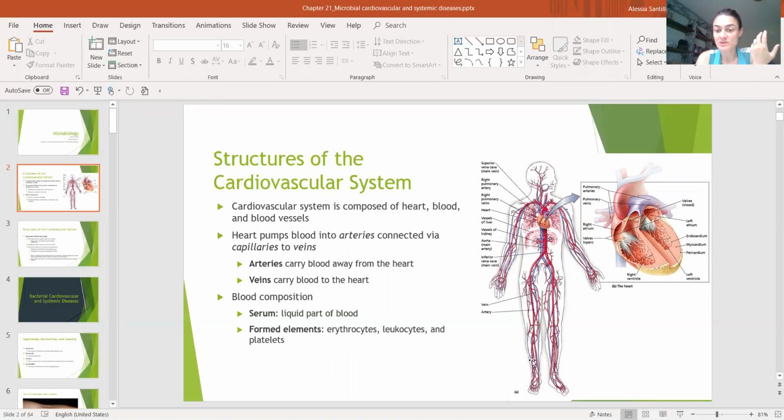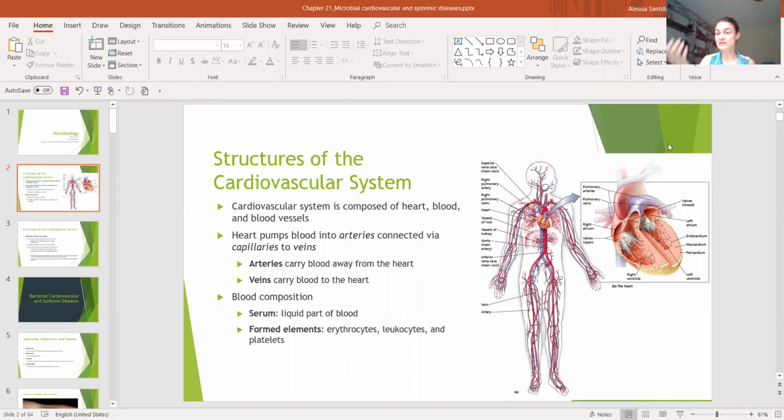So when you have blood coming in from the body back into the heart, it's going to enter first the right atrium, then go past the tricuspid valve into the right ventricle, and then from there it's going to go towards your lungs. When it's in your lungs, it's going to reoxygenate itself, and then it's going to go into the left atrium, then go through the mitral valve, go into the left ventricle, and then out through the aorta, which is your main artery that brings blood through the rest of your body.